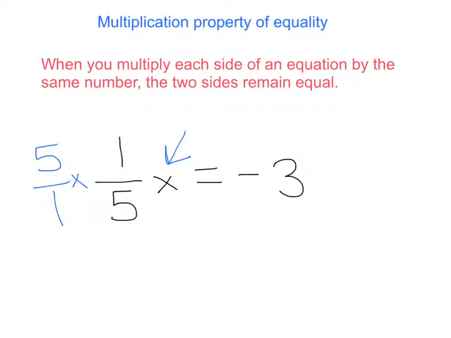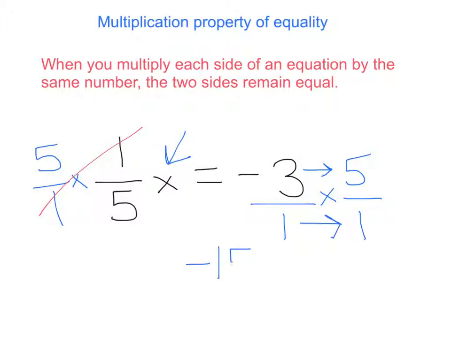So this side cancels out, and we multiply this side by 5/1. Now remember, when you multiply fractions, you multiply straight across. So this actually becomes negative 3/1. So it is negative 15/1, which you could just leave as negative 15.